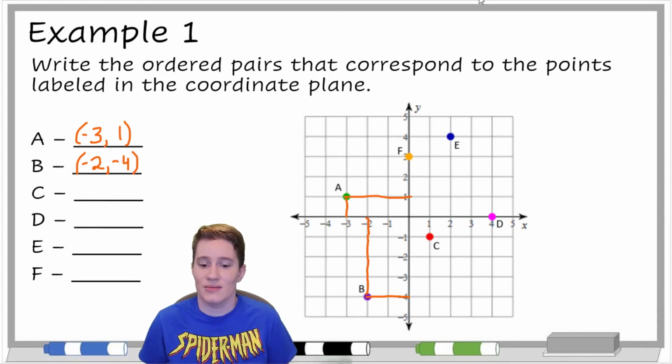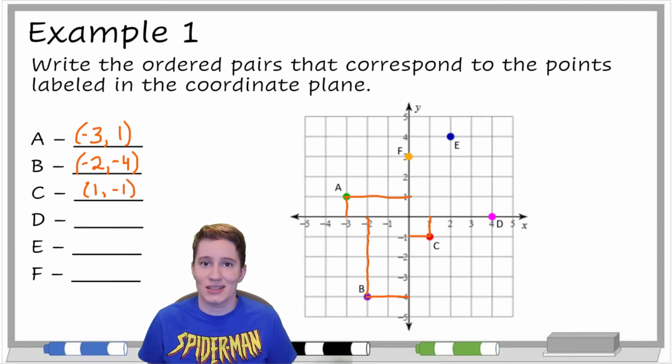Let's look at C. This one we have to go to the right. I'm having trouble with which line I'm drawing for which situation, so I'm just going to draw them both. We had to go to the right one to get to C. We also have to go down 1 to get to C. So the x-coordinate is 1, the y-coordinate is -1. So our, ooh, almost messed that up. Our point is 1, comma, -1.